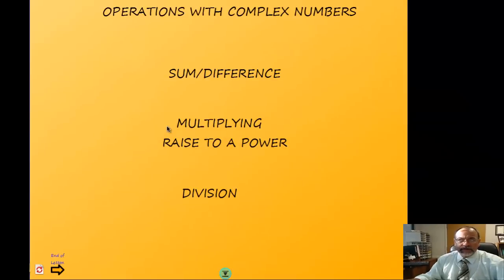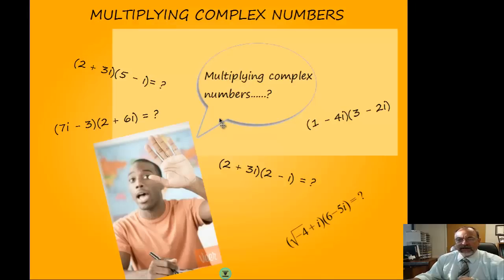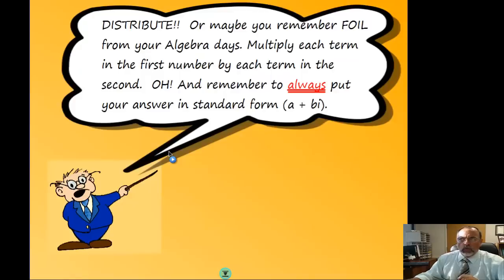Now, multiplying complex numbers is very similar to foiling, which you may have heard before. FOIL, first, outer, inner, last, which is an acronym for a way of remembering how to multiply two binomials. Now, I'm not going to use FOIL in the sense that I don't use first, outer, inner, last, because I want to talk more about what FOIL actually is doing. And foiling is actually distributing.